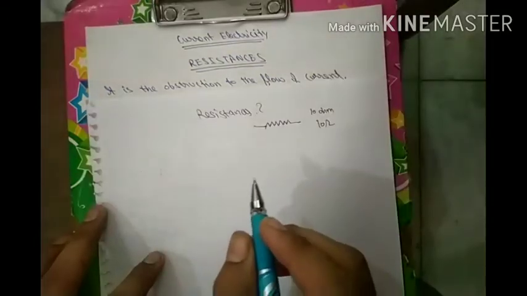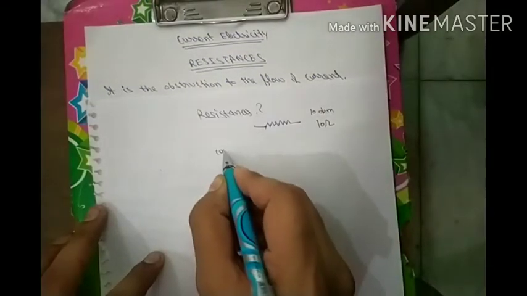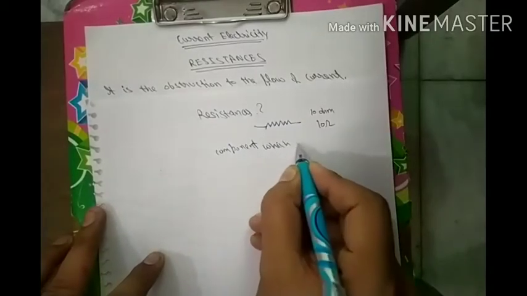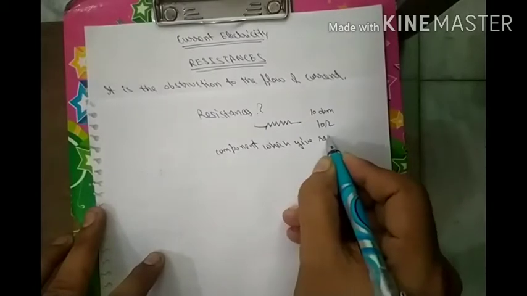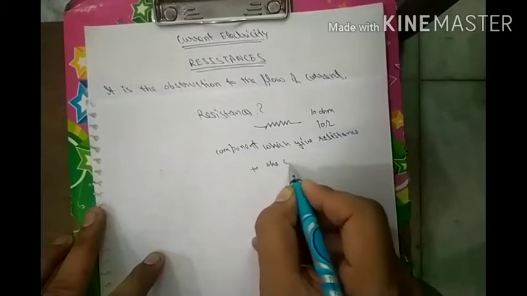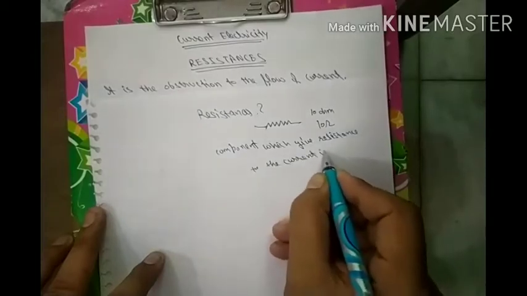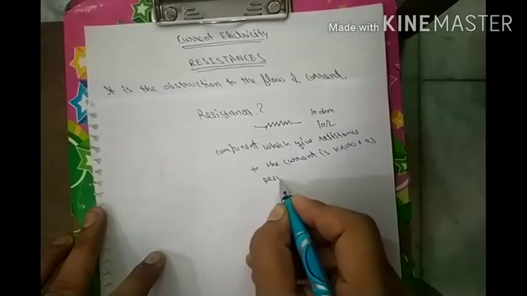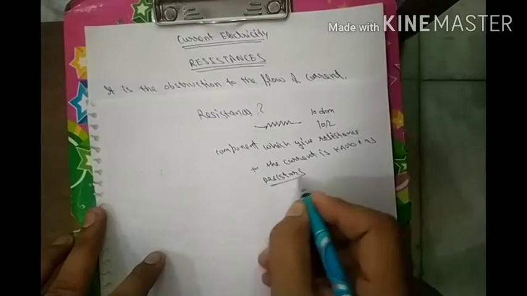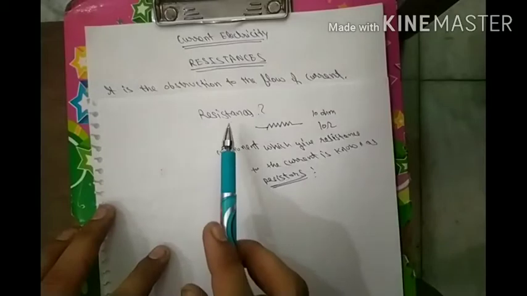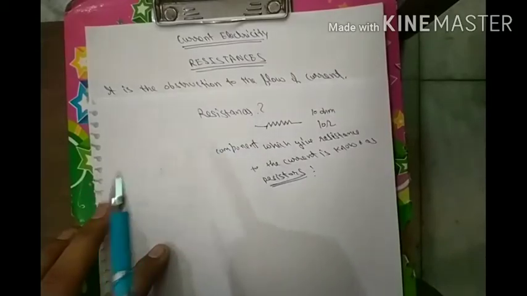As resistance is the obstruction to the flow of current, the component which gives resistance to the current is known as a resistor. So what do we call them? Resistors. And the property which opposes the flow of current is known as resistance.